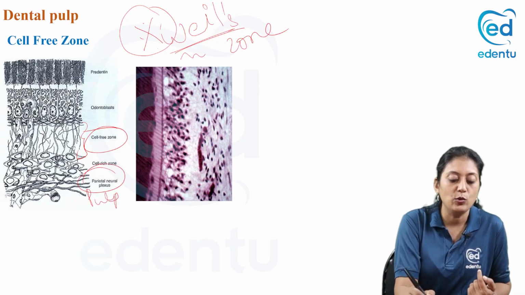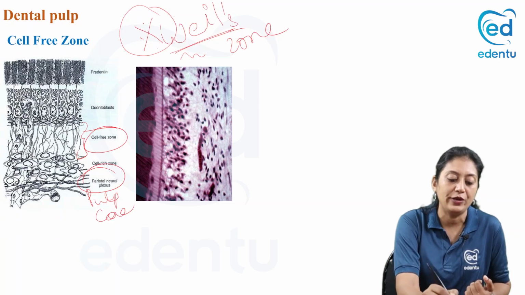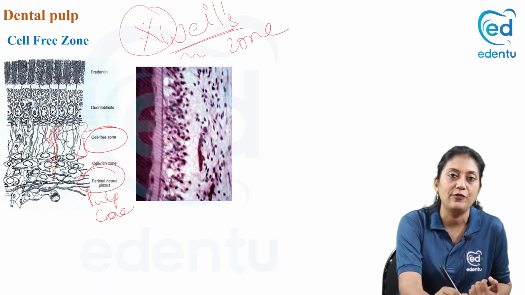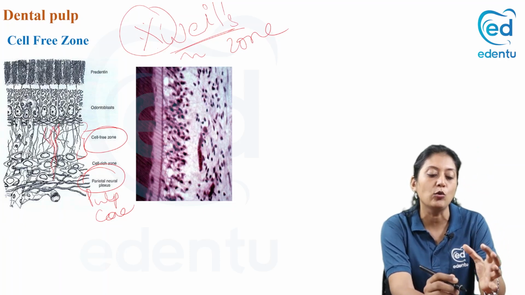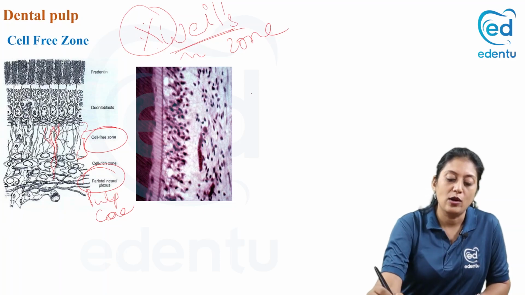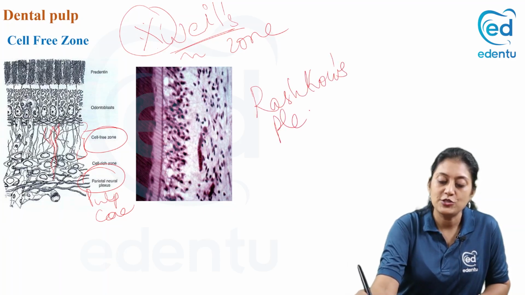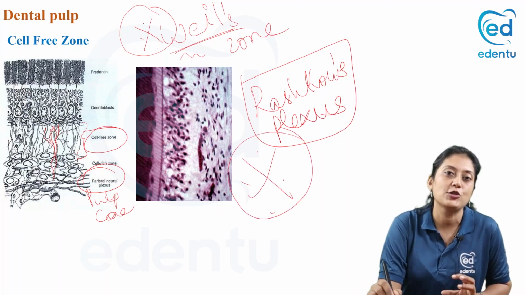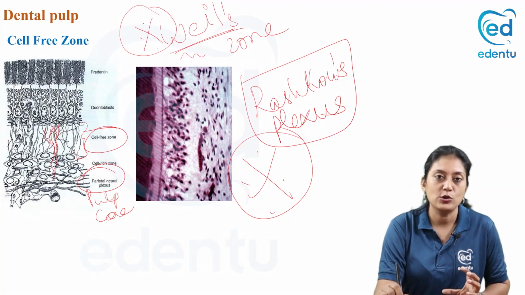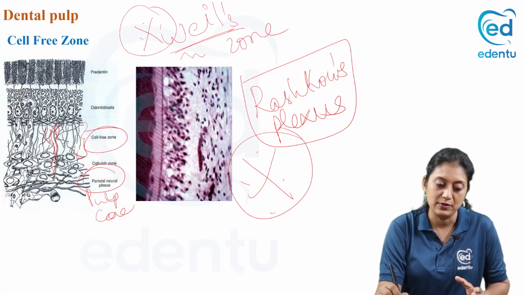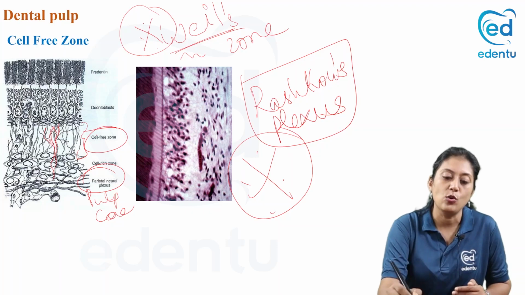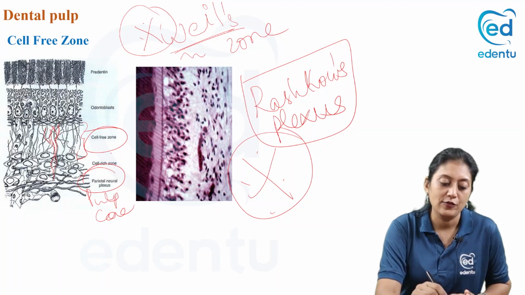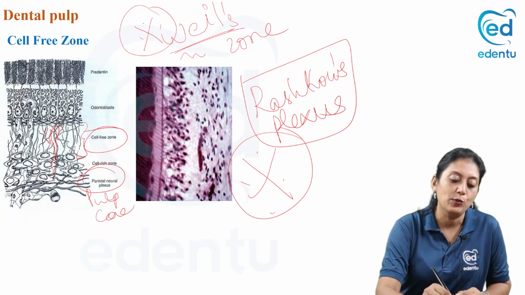So you can see that the neural plexus is seen here from the pulp core area. From here, these nerve fibers may extend and go to the cell-free zone and form a plexus, a group. And that plexus is called Raschkow's plexus. Raschkow's plexus. So this is a very important MCQ question for you. What is Raschkow's plexus? Where do you see it? Raschkow's plexus is a collection of nerve fibers that you see in the cell-free zone or zone of Weil of the pulp, and it is nothing but a collection of nerve fibers extending from the pulp core towards the cell-free zone.